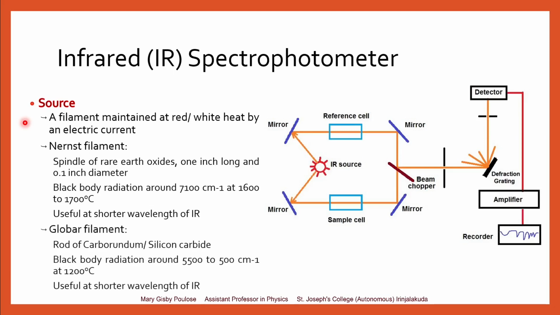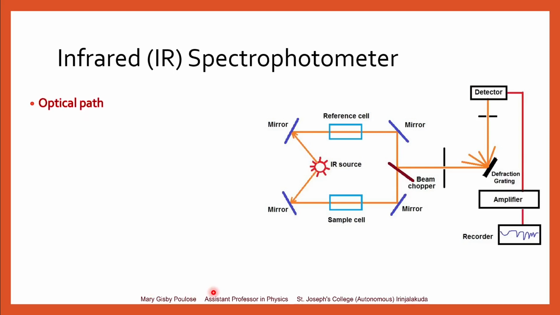Now the other source is a Glober filament. It is a rod of carborundum or silicon carbide, and it produces blackbody radiation of wave numbers 5500 to 500 centimeters inverse. And it is maintained at temperature 1200 degrees Celsius. This is useful to produce the source of longer wavelengths of infrared region.